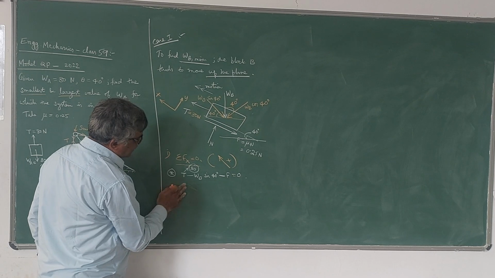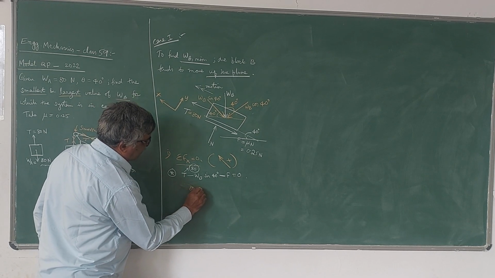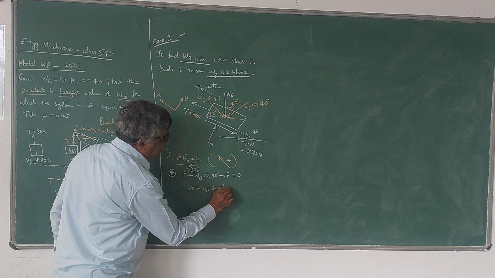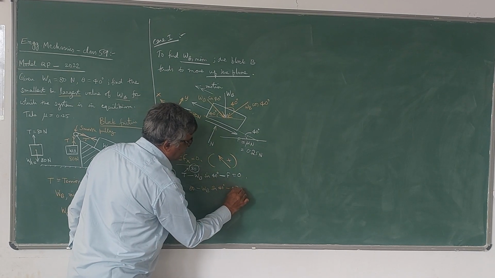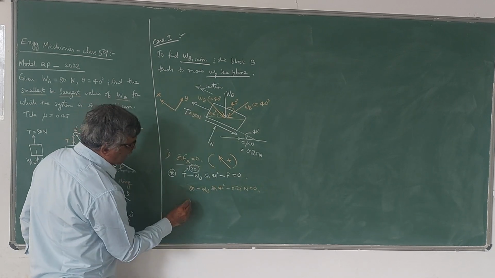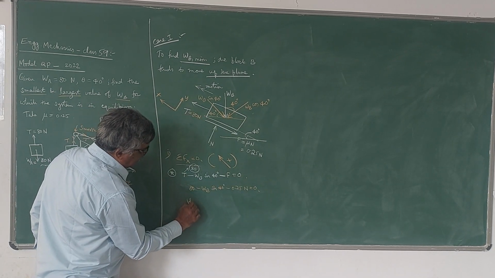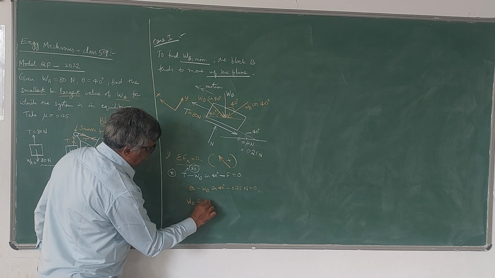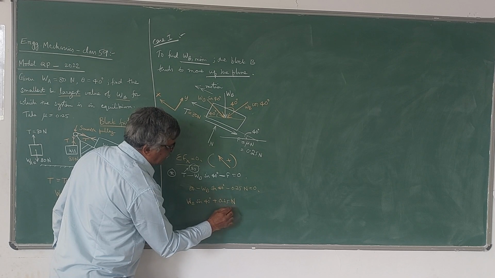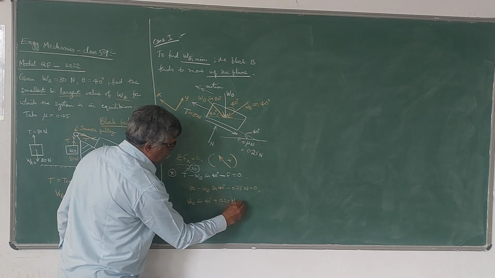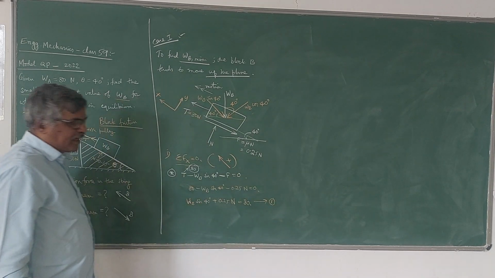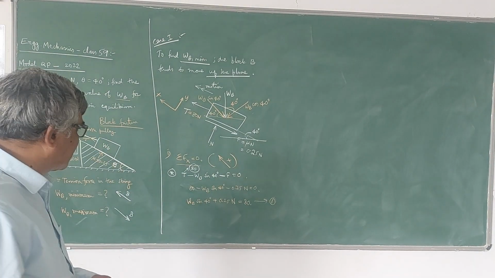Now I can write this as 80 minus WB sin 40 minus F, which is nothing but 0.25 times N, is equal to 0. So this is one equation I can get. Otherwise I can write this as WB sin 40 plus 0.25 N, where N is the normal reaction, is equal to 80. So this is the first equation, we get the equilibrium equation in the x direction.